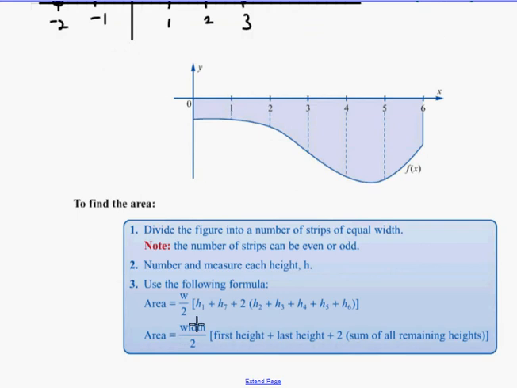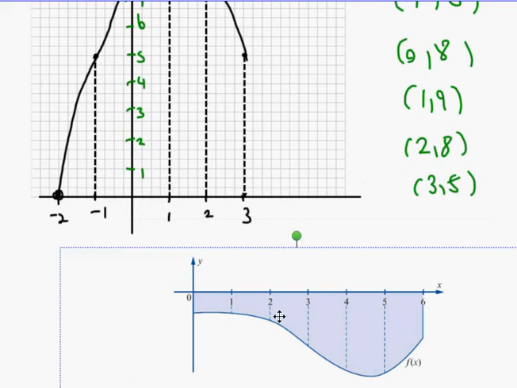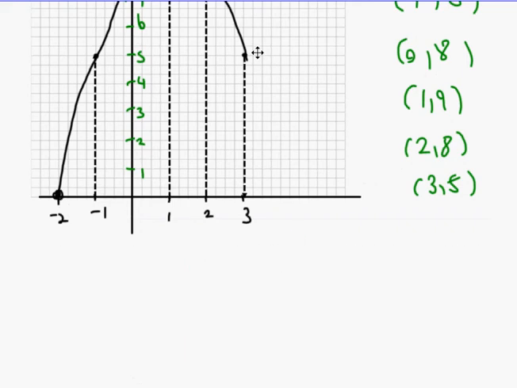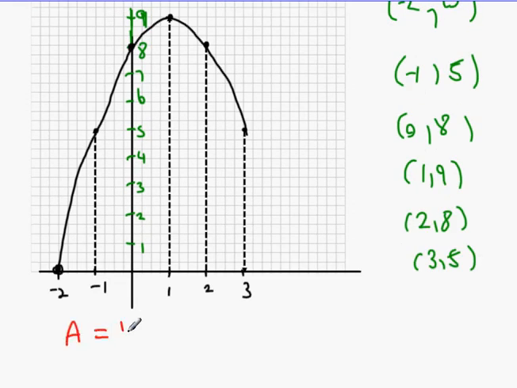Okay, now your rule for your area is here: W over 2, first height, last height, sum of the remaining. So let me show you what we're doing here. So let's get rid of that for a second. Lads, what's the formula for area for this whole exercise again? W over 2, H1, sorry, so first plus last, 2 times remaining.